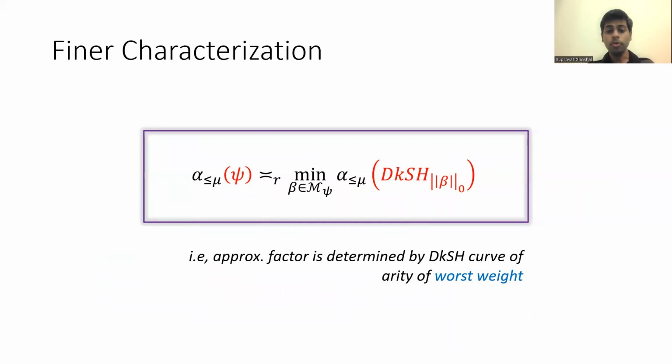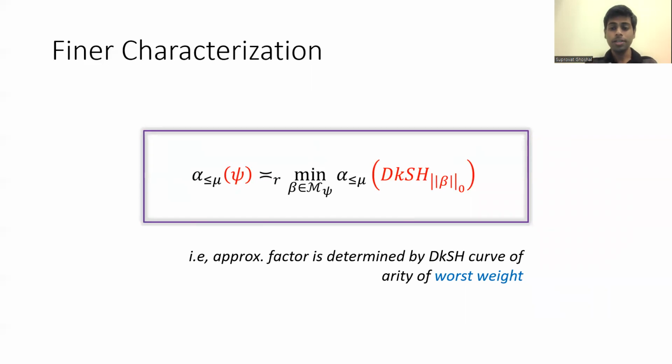Now, overall, in words, what this is roughly saying is that the best possible approximation factor for a biased CSP on predicate psi for a fixed choice of mu is somewhat equivalent to the best approximation guarantee that we can get for Densest-k-SubHypergraph, with the same bias constraint, but with an arity which is determined by the weights of the strings in the minimal set.